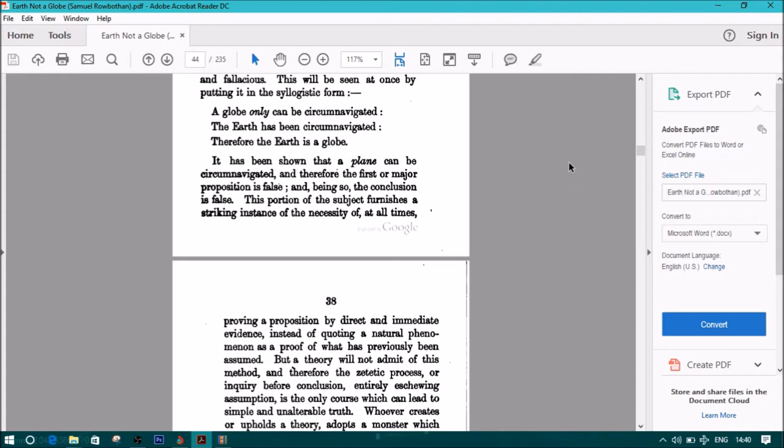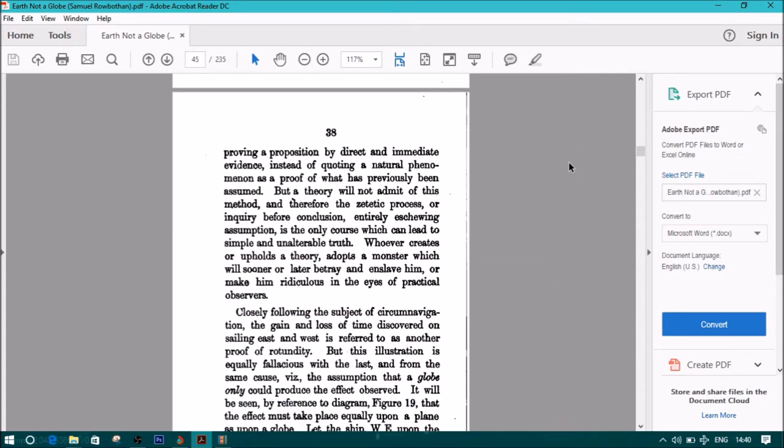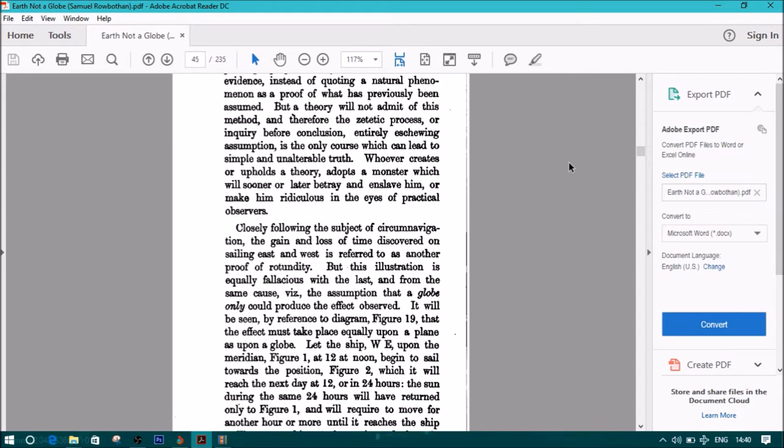This portion of the subject furnishes a striking instance of the necessity of, at all times, proving a proposition by direct and immediate evidence, instead of quoting a natural phenomenon as proof of what has previously been assumed. But a theory will not admit of this method, and therefore the zetetic process, or inquiry before conclusion, entirely eschewing assumptions, is the only course which can lead to simple and unalterable truth. Whoever creates or upholds a theory adopts a monster, which will sooner or later betray and enslave him, or make him ridiculous in the eyes of practical observers.